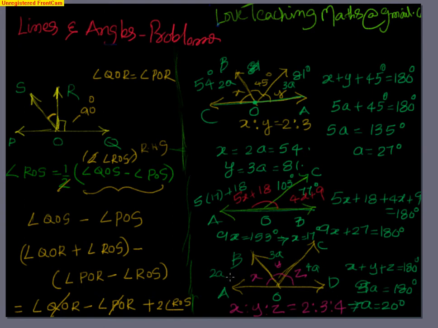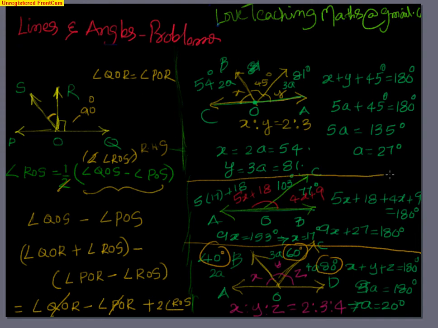If A is equal to 20 degrees, x will become 2A, that's 40, y will become 3A, that's 60, and z will become 4A, that's 80. Let me try to circle them so that it's not confusing. This one, this one, and this one. Right. And this is the previous sum. Similarly here, this is the previous sum. Okay, we'll stop here.